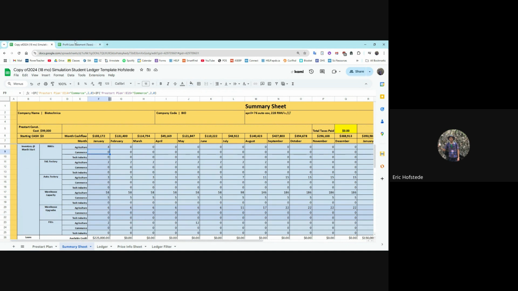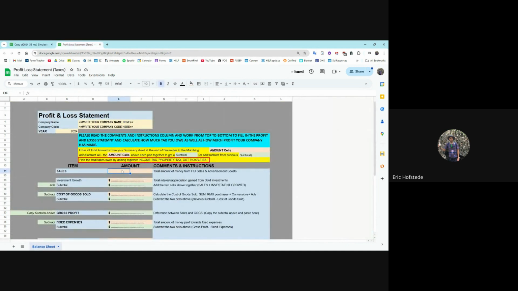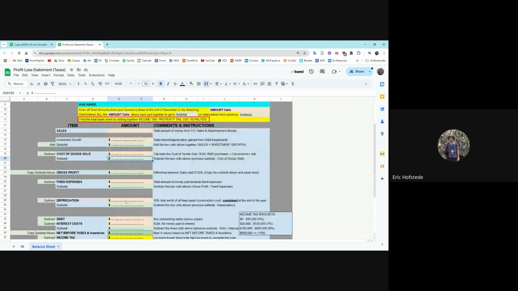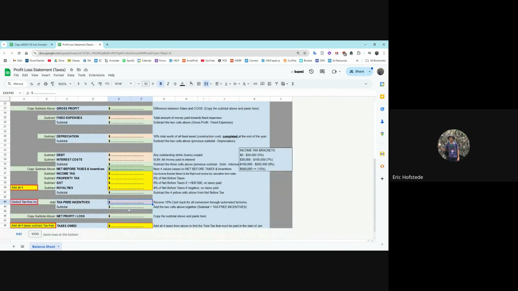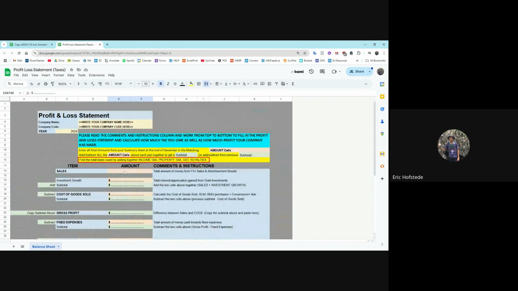If that's done, then you can head over to the profit and loss statement and start putting in the corresponding amounts and then calculating a number of subtotals to eventually get to our net before tax, which we use to calculate our tax, and then apply a deduction for a tax-free incentive from our auto factories if we used any, and that will give us our net profit. And then we can use the taxes minus the deduction to determine our taxes. So let's go through one by one.